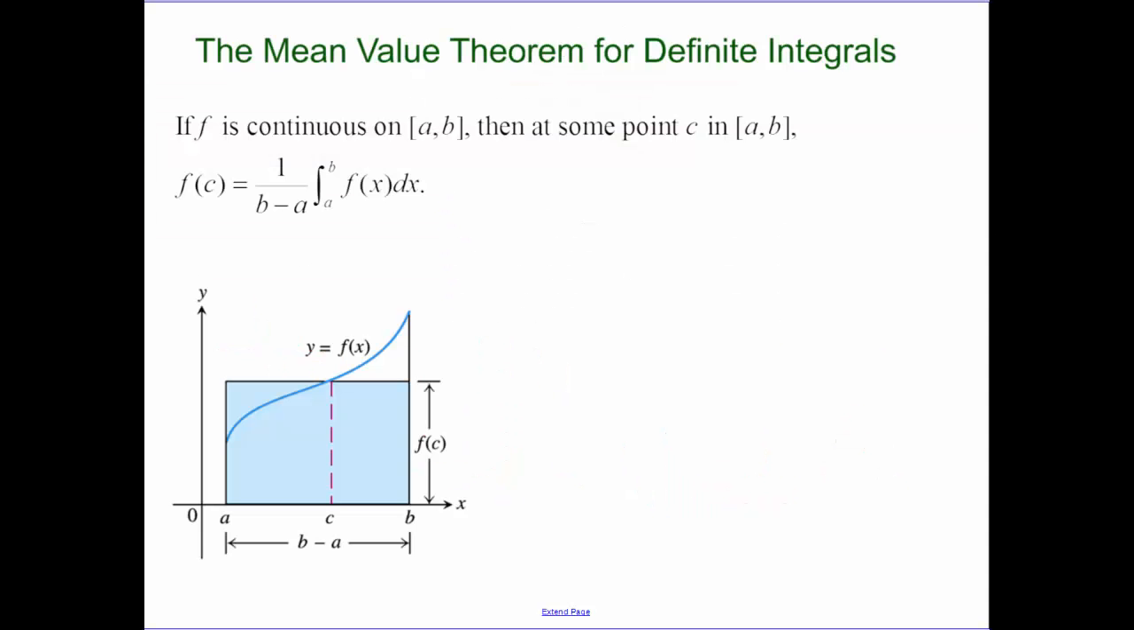Okay, the mean value theorem for definite integrals. Remember, we had the mean value theorem for derivatives, where we said the slope of the tangent line is going to equal the slope of the secant line. Here, what it means is the area of this rectangle at some point is going to equal the area under our curve. Meaning for some point c, there's some point c where the area of this rectangle is going to equal the area under the curve from a to b.